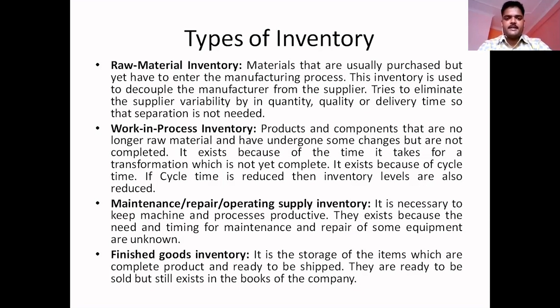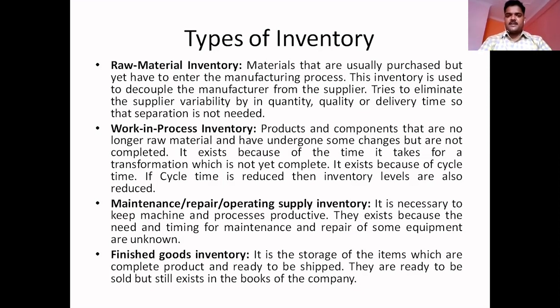Work in progress in the inventory, as I have already told you or the name suggests. So the products and components that are no longer raw materials, जो अब करेंटली रॉ मटेरियल नहीं है एंड हैव अंडरगॉन सम चेंजेस। जो शुरुआत में जब हमने उनको परचेज किया था तब तो वो रॉ मटेरियल थे, बट दे हैव अंडरगॉन सम चेंजेस बट आर नॉट कंप्लीटेड। So it exists because of the time it takes for a transformation, which is not yet completed. So it exists because of the cycle time. If cycle time is reduced, then inventory levels are also reduced.